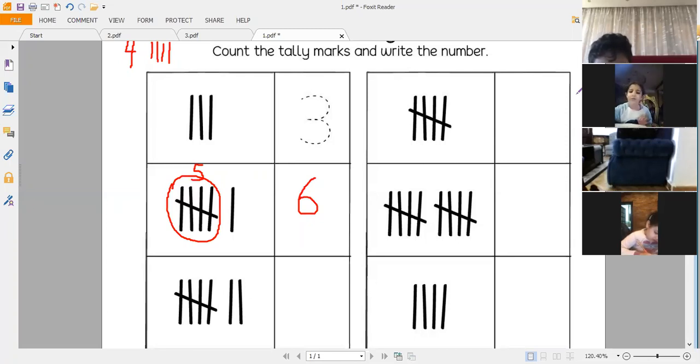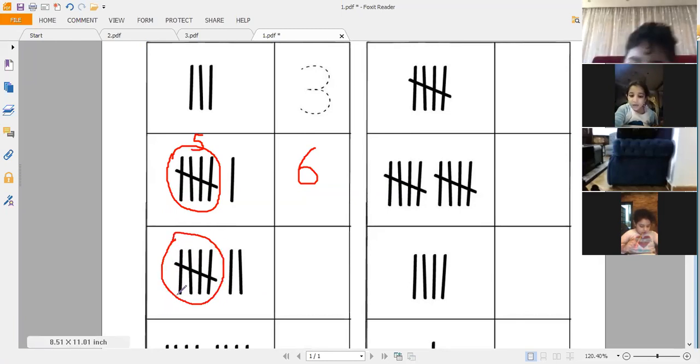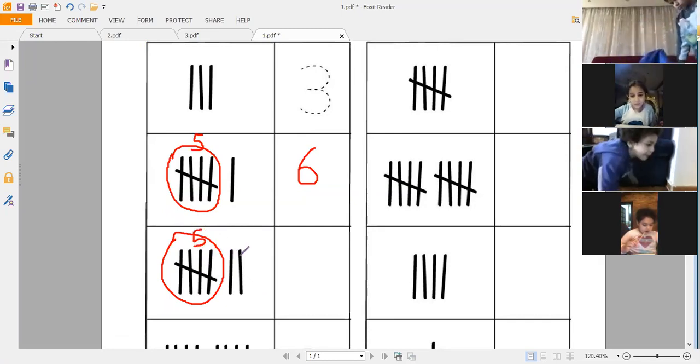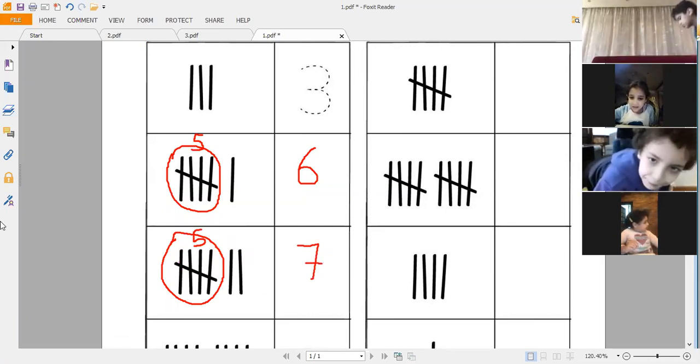Okay, the next one. Which number is this? 7. Why? Which number represents these tally marks? This is 5 and this one is 2. So all 7. When we're going to count, we'll say 5, 6, 7. Very good. It will be 7.